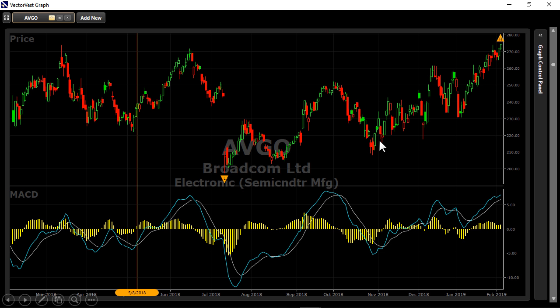May 8th, 2018, we got a bullish crossover. Now this would have worked out. This would have been a winning trade because the bearish crossover occurred on June 20th. The stock got crushed there for a few months, stopped going down, began to go back up. July 25th of 18, we had another bullish crossover. Now we got bounced out pretty quickly here because the MACD histogram bars went negative.